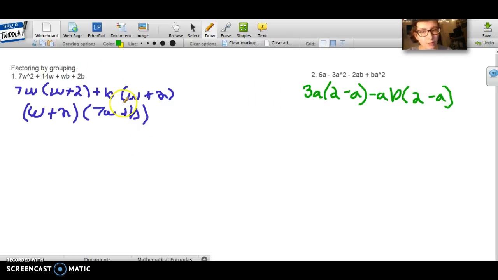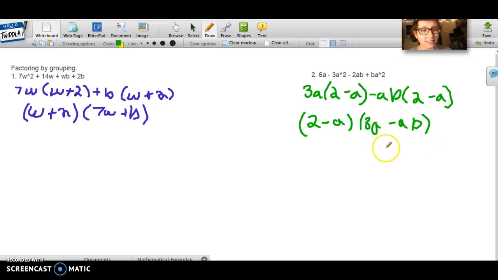And as in the first problem, we now have two terms which have a greatest common factor of what's in the parentheses, so 2 minus a. So we can take a 2 minus a out, and 3a times 2 minus a divided by 2 minus a is 3a. And negative ab times 2 minus a divided by 2 minus a leaves us with negative ab. So this factored form is going to be 2 minus a times 3a minus ab.